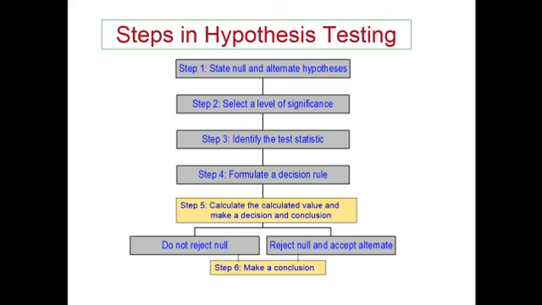Step number 1, state the null and alternate hypothesis. Step number 2, select a significance level. Step number 3, identify the test statistic. Step number 4, formulate a decision rule. Step number 5, calculate the calculated value and make a decision whether to reject or not to reject the null hypothesis. And the final step, step number 6, is to make a conclusion based on your decision.